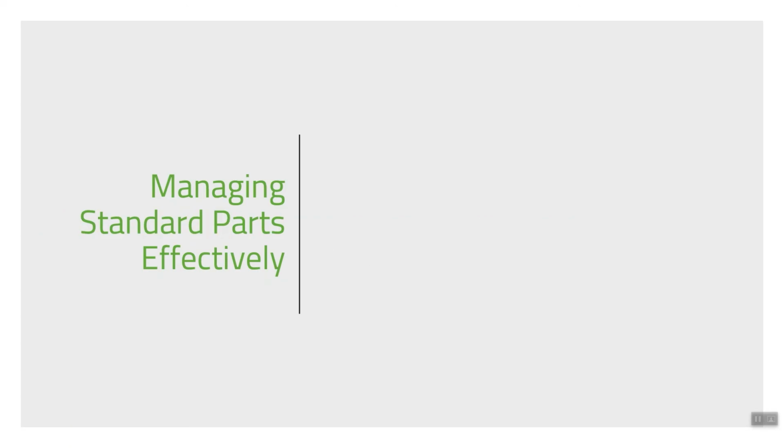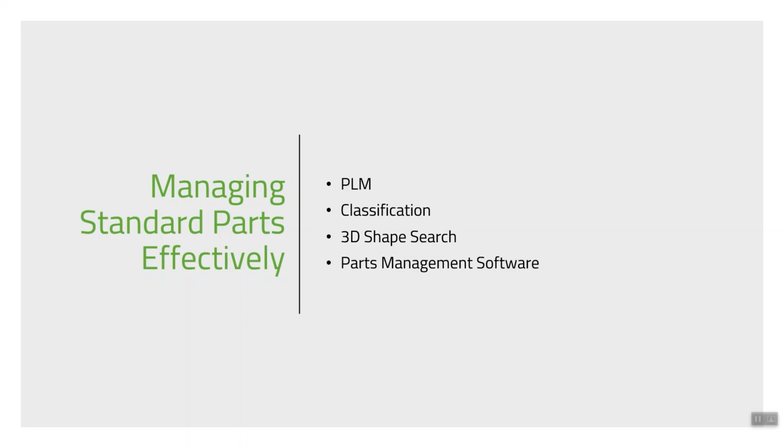There are several ways that companies typically approach reusing parts, and we're going to cover those in the order that they are typically pursued. And that's PLM, classification, 3D shape search, and parts management software. So PLM, or Product Lifecycle Management Systems, create workflows, timelines, and processes. PLM software ensures that projects stay on deadline by connecting people, processes, and data throughout the life cycle of a product. PLM is extremely important and valuable, but it isn't really designed for reuse.